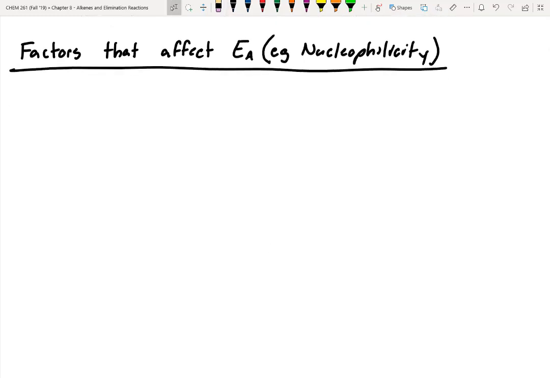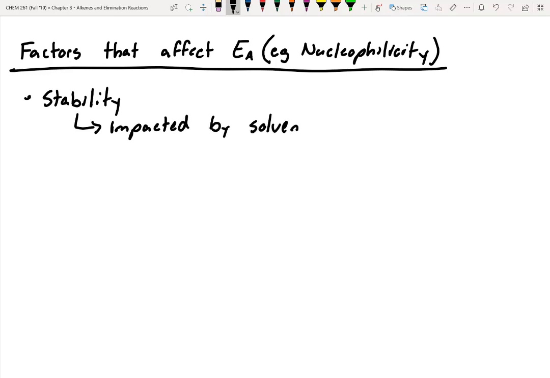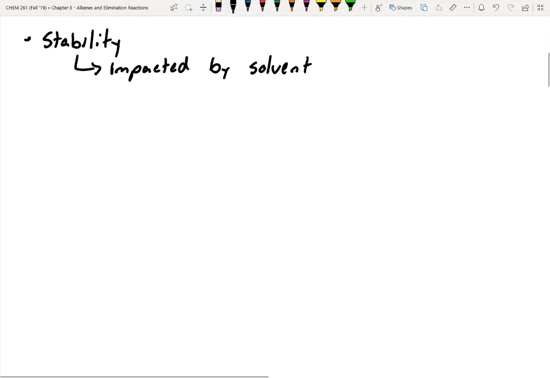So factors that affect activation energy. Another way of thinking about this is factors that affect nucleophilicity. First thing we said was stability. All right, and it's important to note that this is impacted by solvent. All right. So we know that it's better if we have things that have a negative charge. So what I'm going to do is make a mini periodic table of negative charges. And we're going to focus on the best part of the periodic table. We're going to ignore all those silly metals.